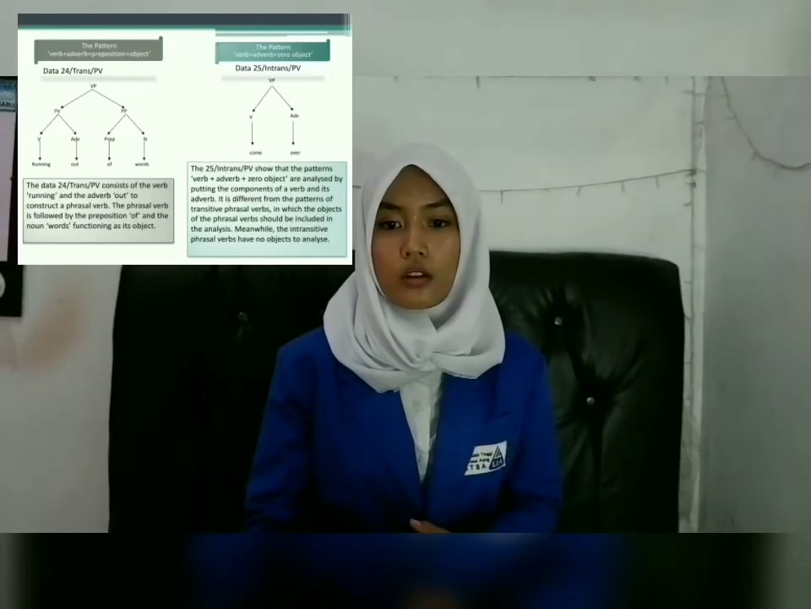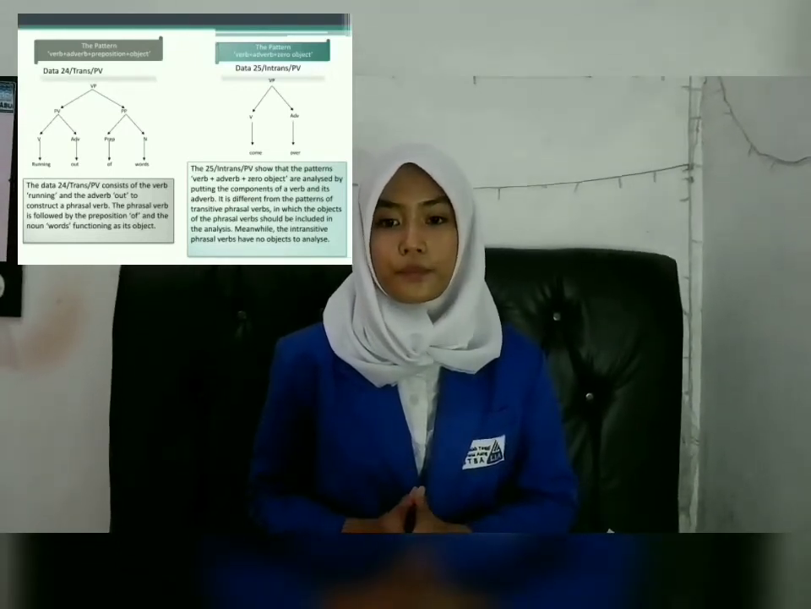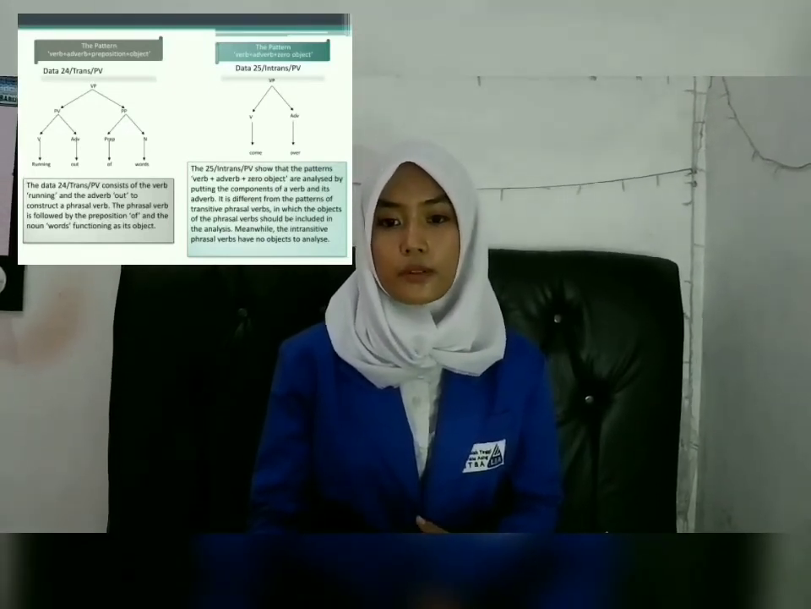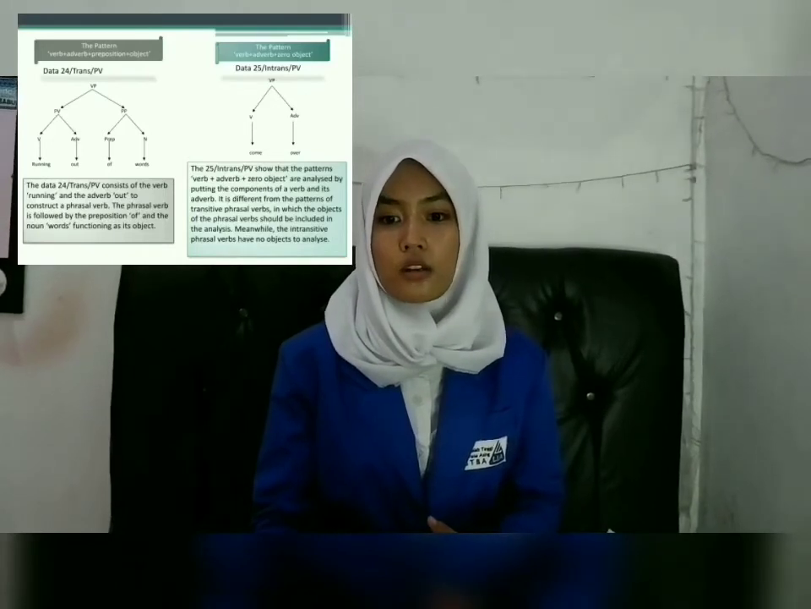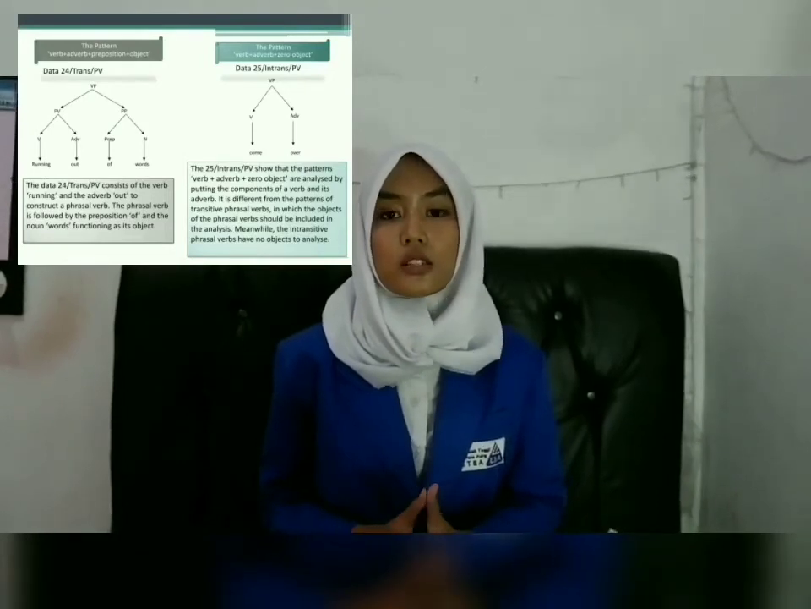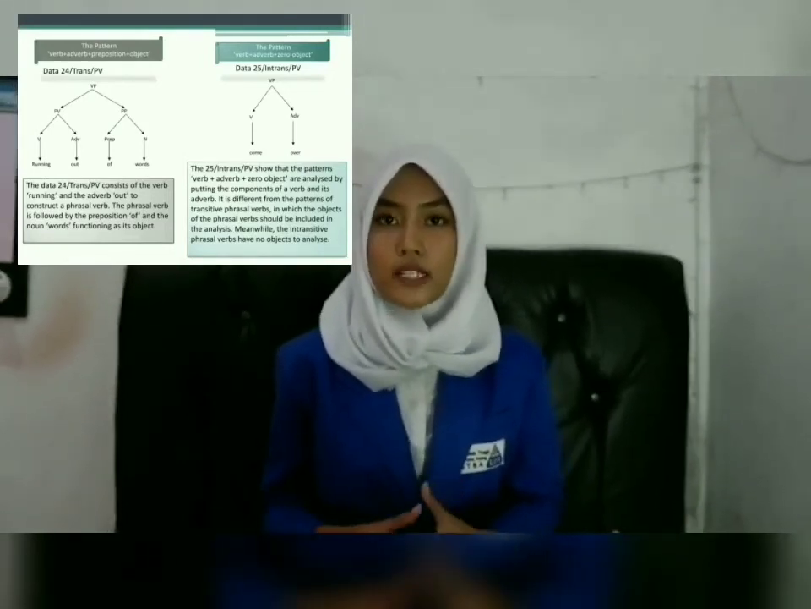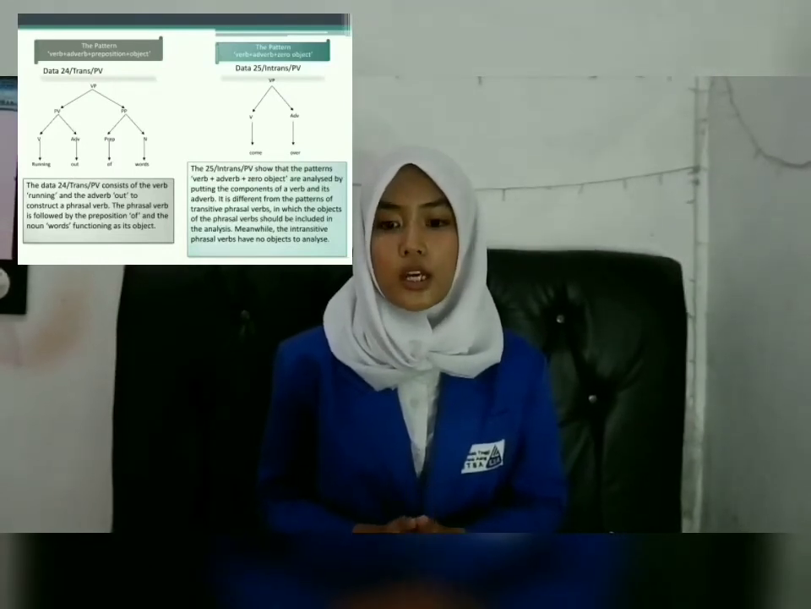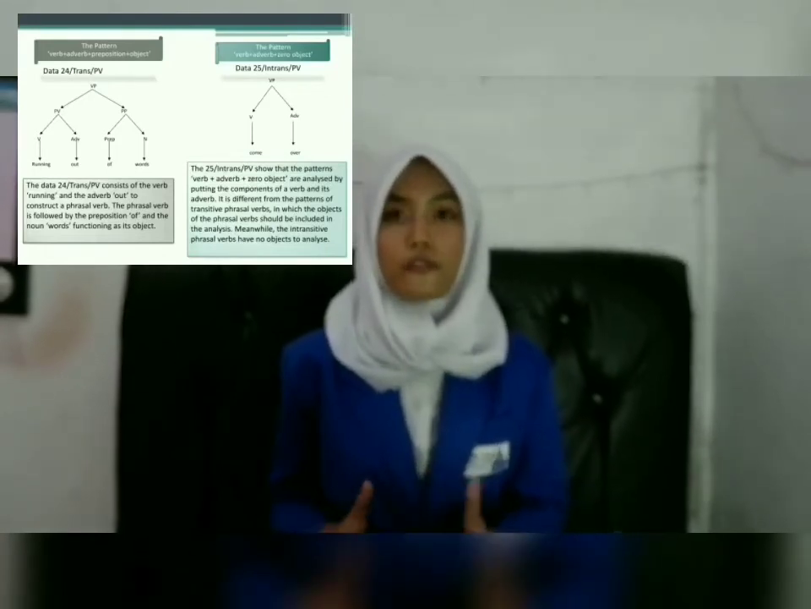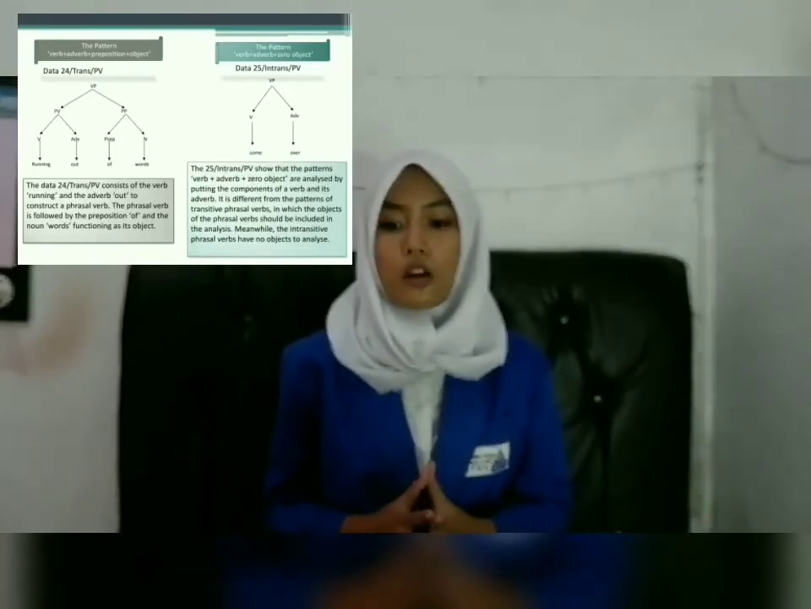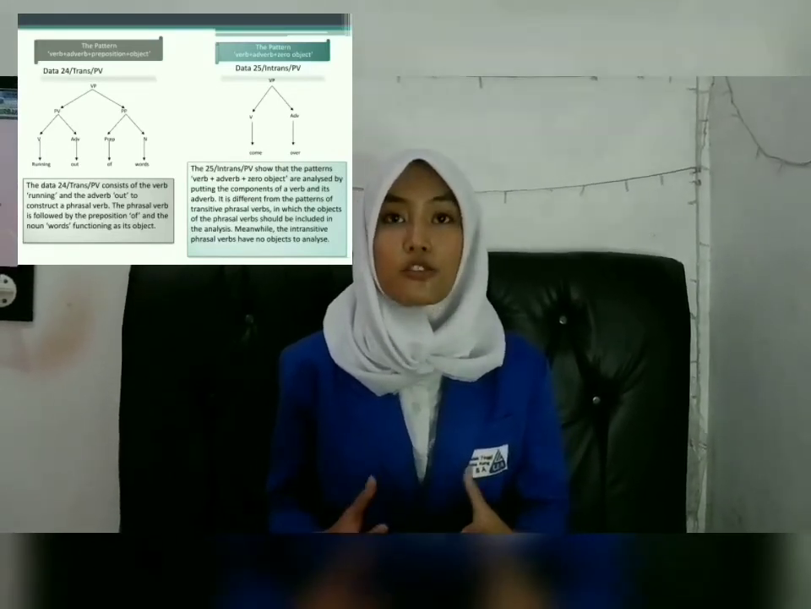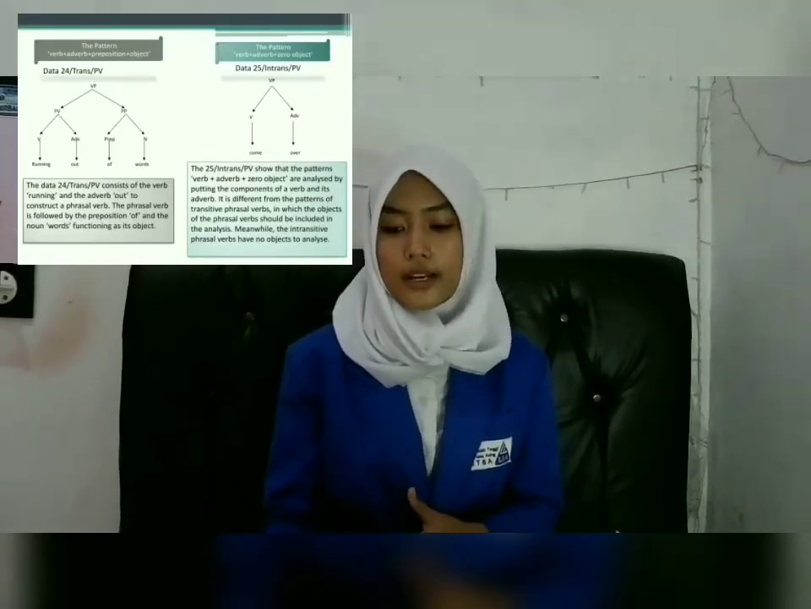And the pattern verb followed by adverb and zero object I got from the data intransitive, which is data 25. This data shows that the pattern verb and then adverb and zero object is analyzed by putting together the components of a verb and its adverb. It is different from the pattern of transitive phrasal verbs, in which the object of the phrasal verb should be included in the analysis. Meanwhile, the intransitive phrasal verb has no object to analyze.